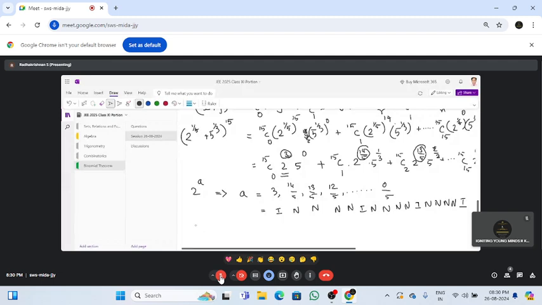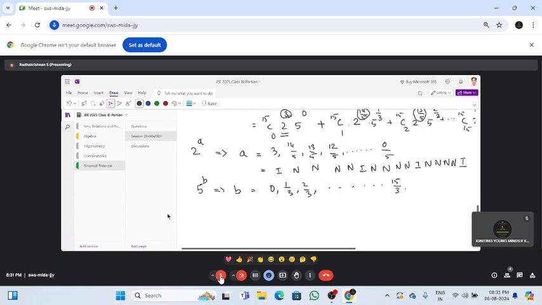Similarly, write for B. It is 5 power B. So the B's, to start with it is 0, then next is 1 by 3, right? 1 by 3, 2 by 3, and so on, up to 15 by 3, which is 5. I'll write it as 15 by 3. So here the first term is an integer. Because the denominator is 3, every third term will be an integer.